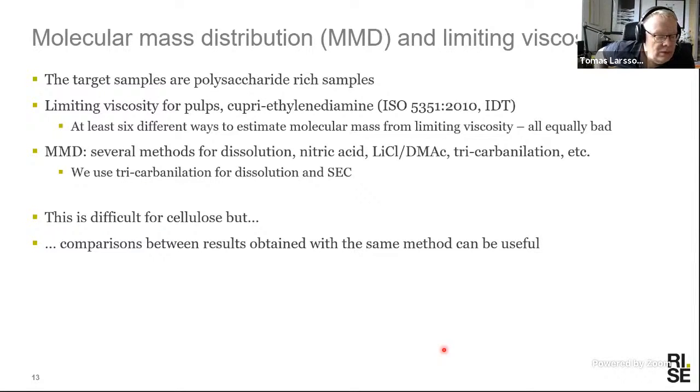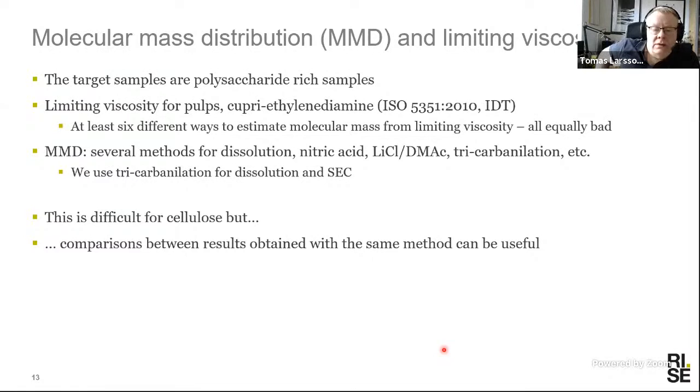And at that time when we were trying to set this up, I had a colleague of mine at RISE, Fredrik Aldeus, that went through the literature for the different ways that you can recalculate limiting viscosity into degrees of polymerization. And he came up with 6 different ones, and according to his judgment, they were all equally bad. So for that reason, we settled for doing a full molecular mass distribution determination rather than using limiting viscosity.